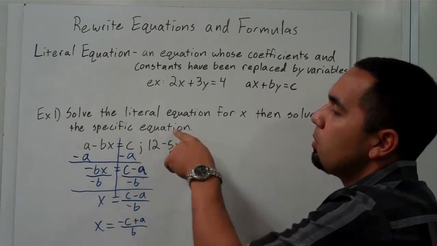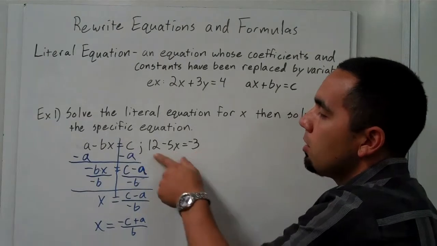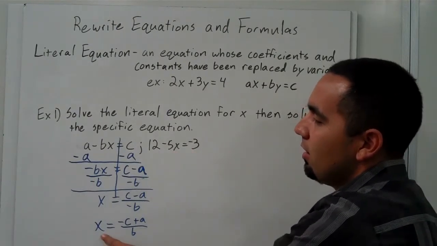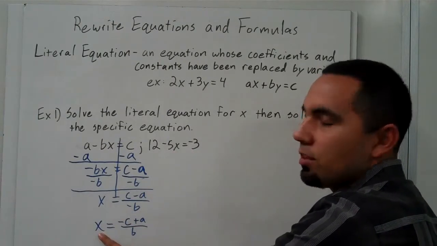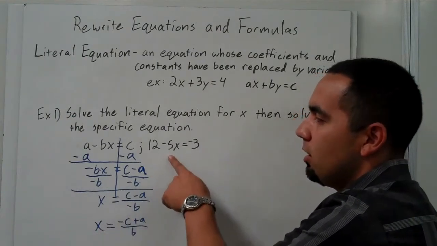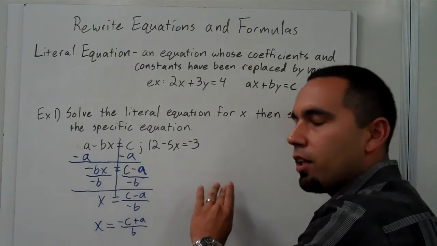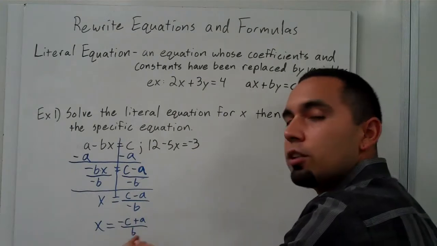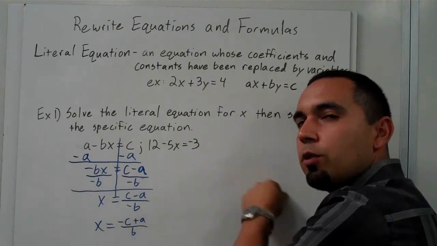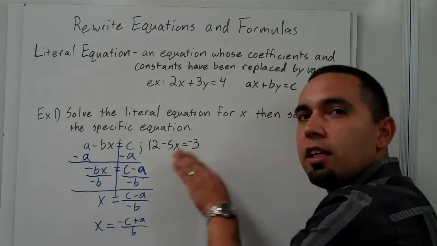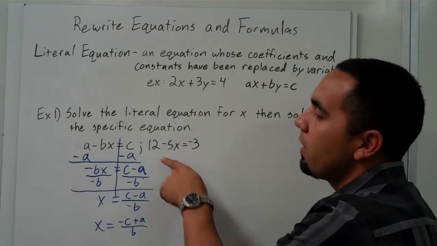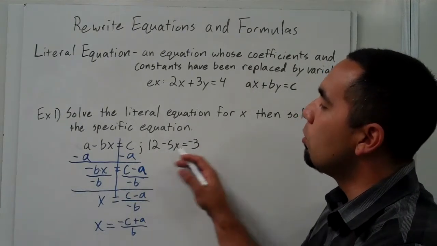But then it says solve the specific equation. So here's my equation. And basically what they want us to do is they want us to find what x equals. And it seems kind of backwards, but this is the start of algebra. You're going to learn that we learn something real fast. We learn it one way, and then you're going to have to learn it backwards. So this is the start of that. So we have to think back to what it said.